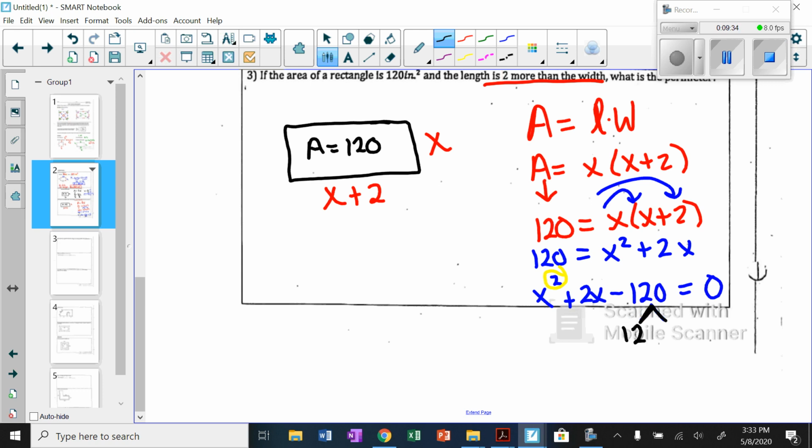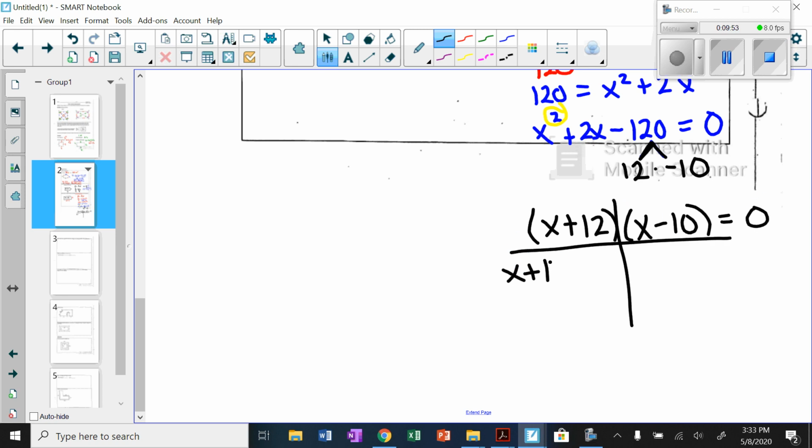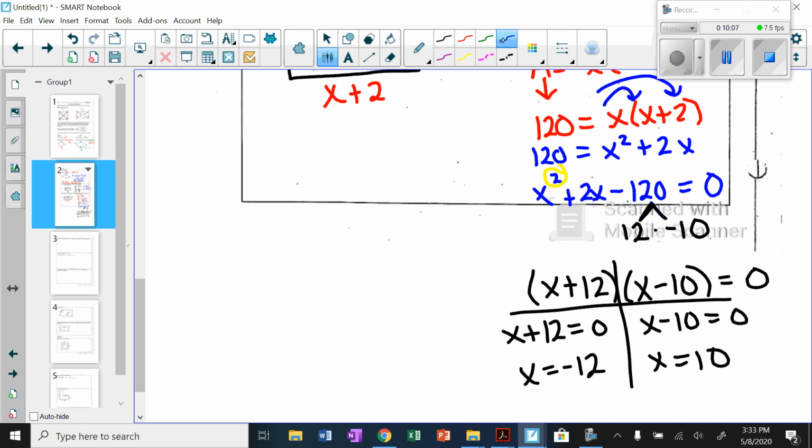So now I need factors of 120 that add to positive 2. That's going to be positive 12 and negative 10. Positive 12 times negative 10 is negative 120, and 12 plus negative 10 is 2. So we're going to say x plus 12, x minus 10 equals 0. So x plus 12 equals 0, x minus 10 equals 0. x is going to equal negative 12, x will equal 10. Now, we are allowed to have a negative x. What we're not allowed to have is a negative length when you plug in. So that's why we are canceling out that negative 12. So we get x is equal to 10.